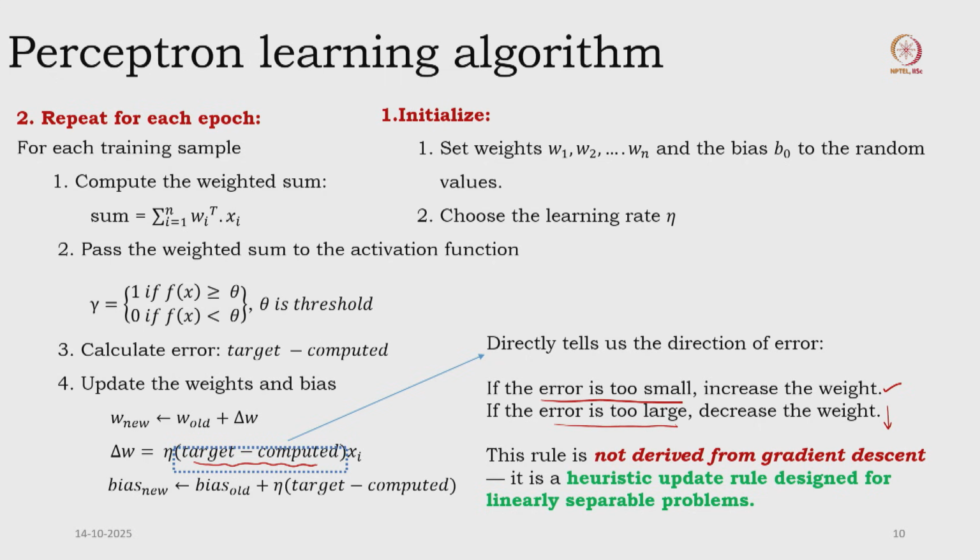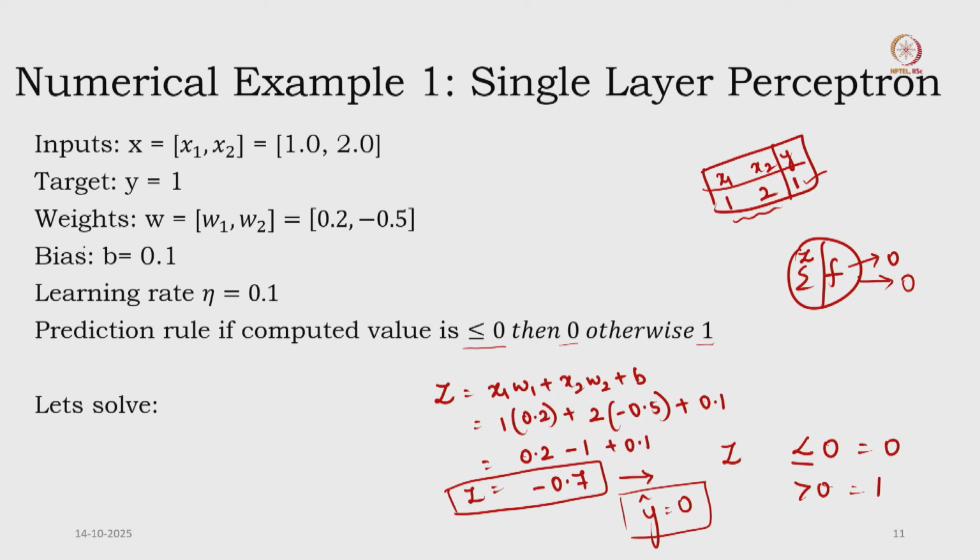Now once we get this, as per the perceptron learning algorithm, you have initialized weights, you have computed the input weight, you have computed the activation function, then you have to calculate the error. What is the formula to calculate the error? The formula to calculate the error is target minus computed. What is a target? A target is 1, and what is computed? The computed value is 0. So what is the error that we have got? The error that we have got here is 1.